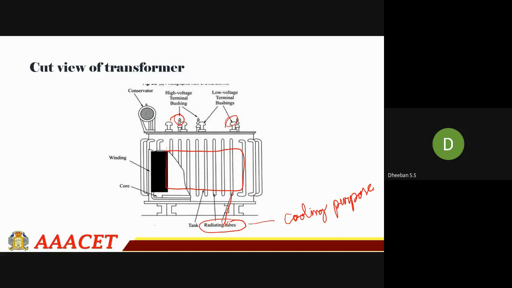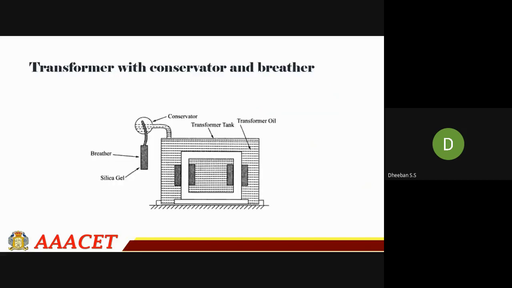For example, if they are giving 440 volts as input, they will make the output 230 volts like that. Here there will be the winding in case of your core type, and this will be your core type transformer. Here is a conservator tank, and I will explain the purpose of this conservator tank. From the conservator tank, a breather and silica gel will be placed.